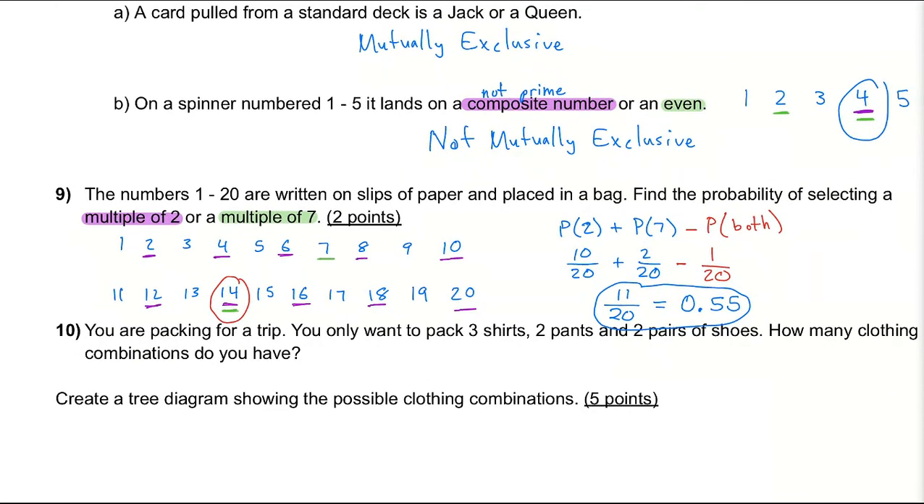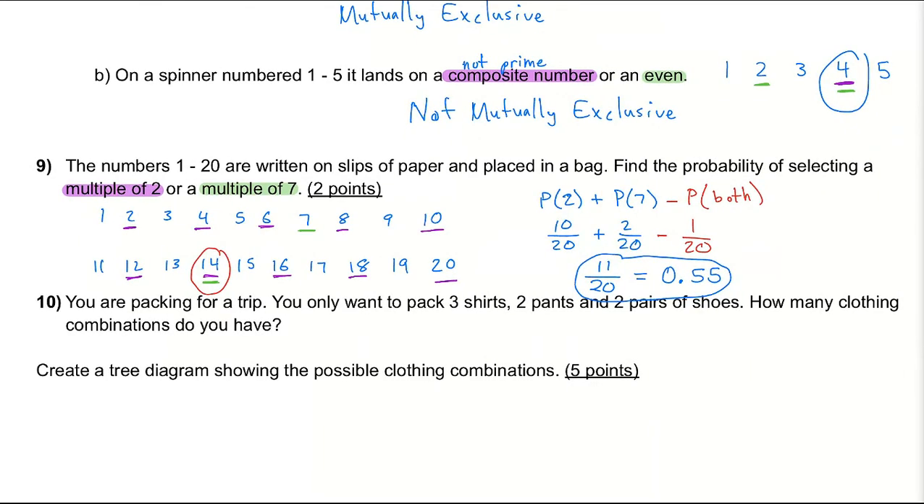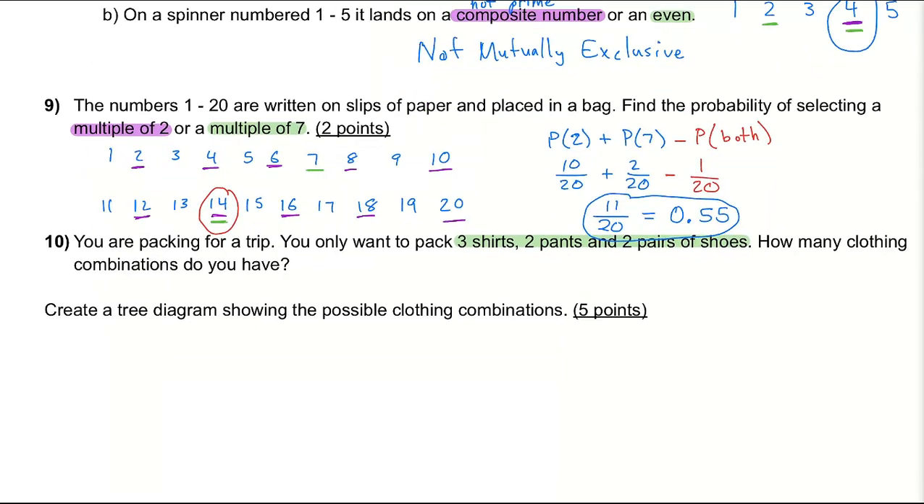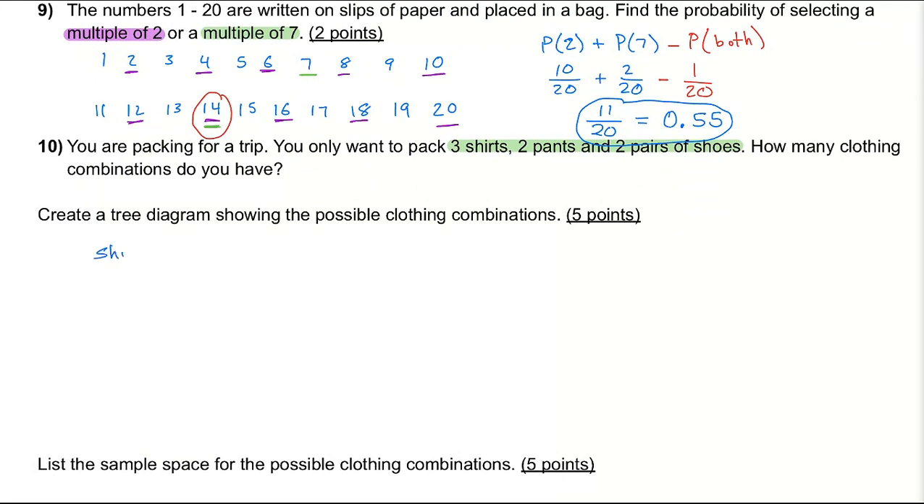Okay? Number 10, you are packing for a trip. You only want to pack 3 shirts, 2 pants, and 2 pairs of shoes. So this is a tree diagram. So we want shirts, pants, and shoes. Three shirts I'll call 1, 2, and 3. 2 pants I'll call A and B. And then 2 pairs of shoes, since I used letters and numbers already, let me just go with shoes 1, shoes 2. I don't really have a better way to do that. That's okay.